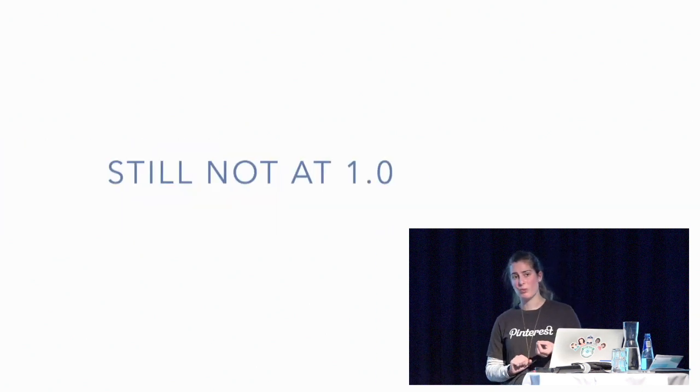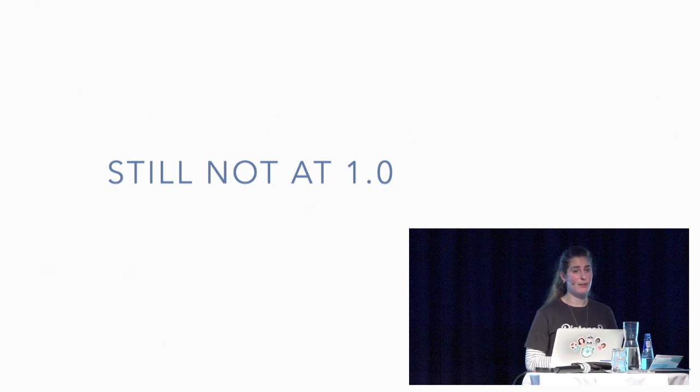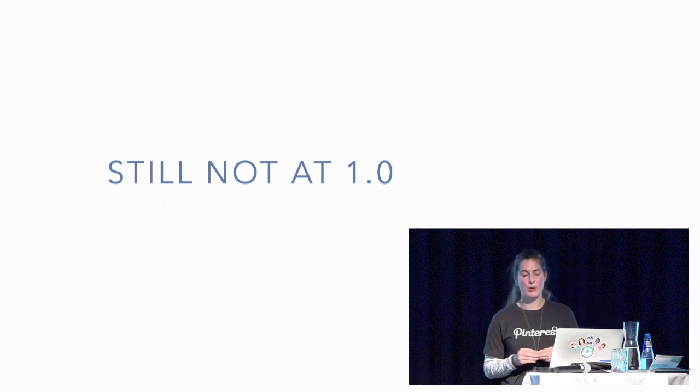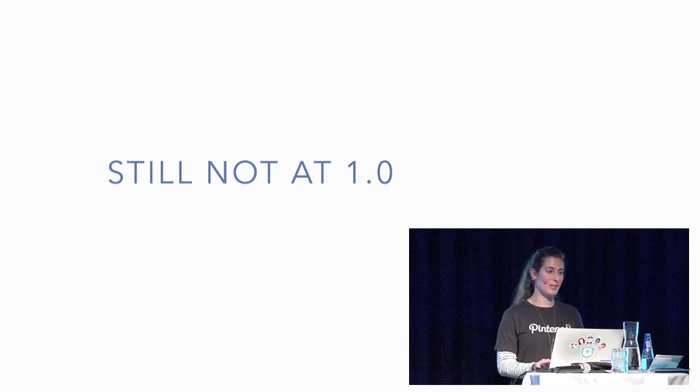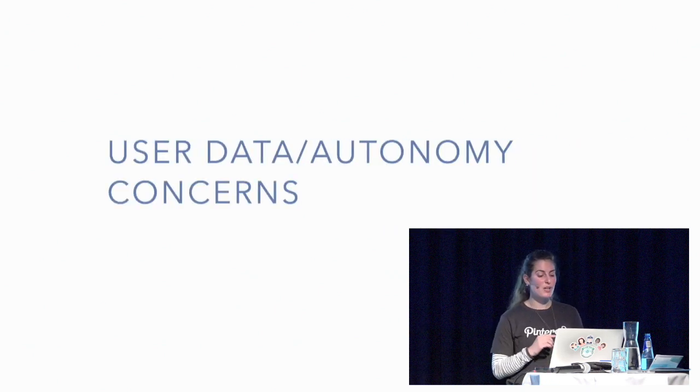Also, still not at 1.0. We know this, and what does that mean for you? It means that we don't have the guarantee of stability. We don't have the guarantee that this won't break. We don't have any of the guarantees until it reaches 1.0, which means that we might have to repeat work. And that's something that your manager's really going to have to be okay with. You're going to have to buy into the fact that this is experimental and it's only been out for a year.